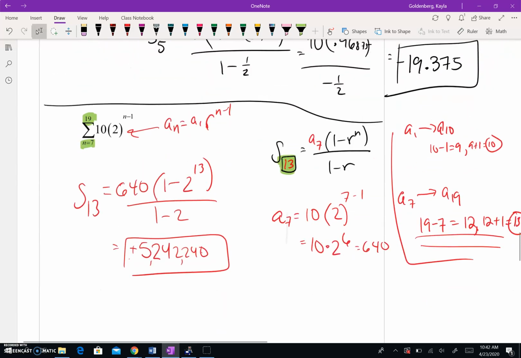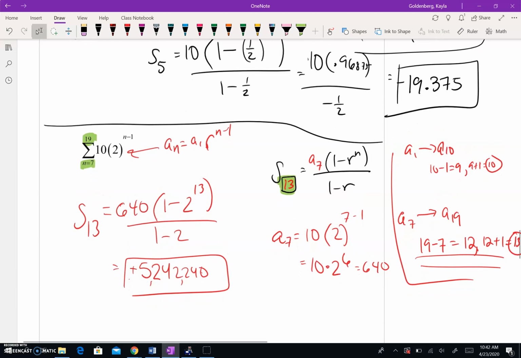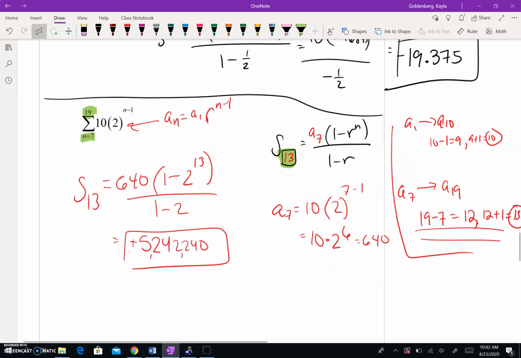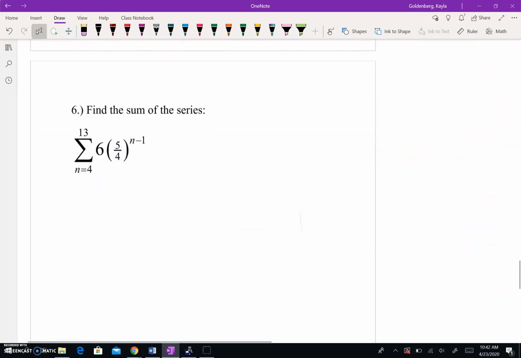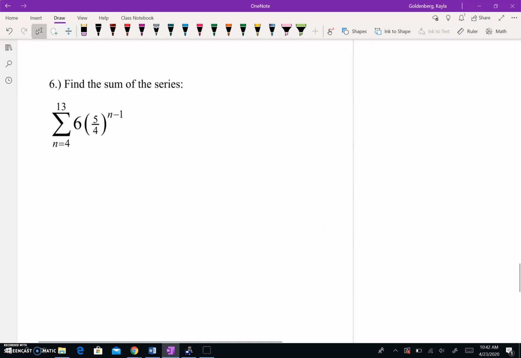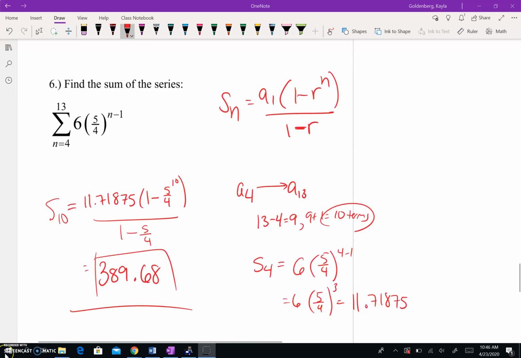Really similar process. So what I want you to do is try and do this one on your own as practice. Your first step is going to be to figure out how many terms there are. So for number 6, feel free to write it down. And then go back and look at the last problem if you need to reference that process. So I'm going to pause and do the work, and I'll unpause when I'm done.